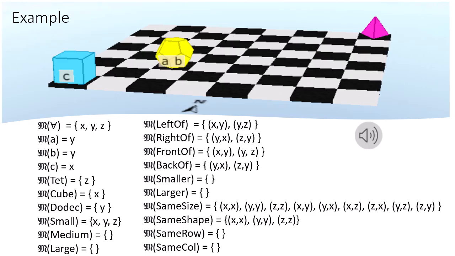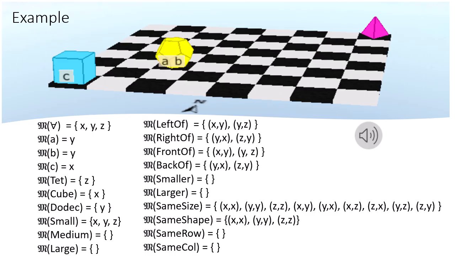Now, all of the shapes that you're seeing in this picture are all small because I haven't changed their size when I introduced them in Tarski's world. And so when we apply M to the one-ary predicate small, we get back X, Y, and Z. Those are the three objects in the domain of discourse that satisfy that particular predicate of small in this case. Now, when we apply M to medium or large, since there are no medium or large objects, we just get back the empty set. So no elements satisfy medium or large.